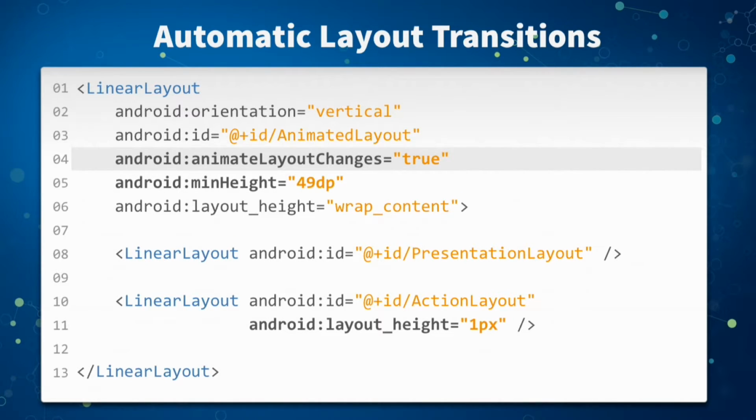And so the good thing is that it's very easy to turn on. You can just go in your XML and add that little attribute called animate layout changes. And just by turning that on, all of your operation on view groups are going to be animated.